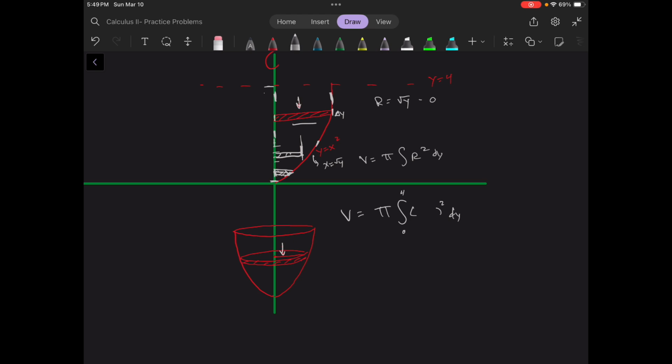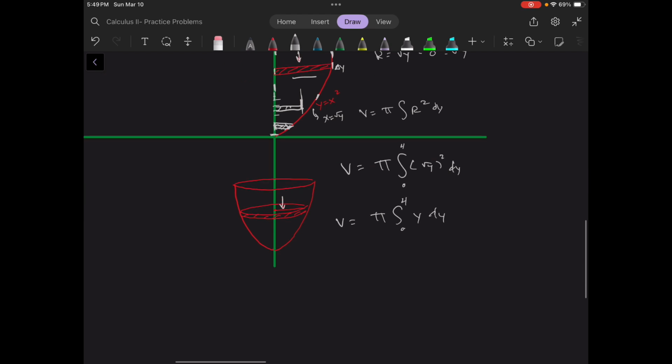So r can just be represented as the square root of y minus 0, or the square root of y. So that's going to come in here for our radius function, which means the volume becomes pi integral from 0 to 4 of y dy. Right, so volume is pi. When you integrate y with respect to y, you get 1/2 y squared. We're evaluating that between 4 and 0.